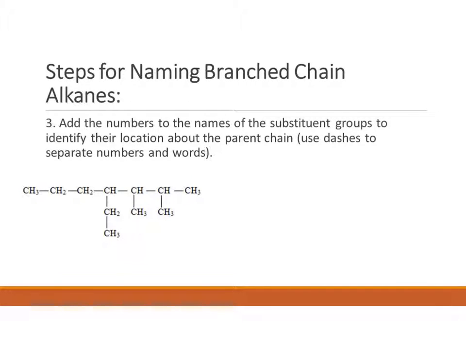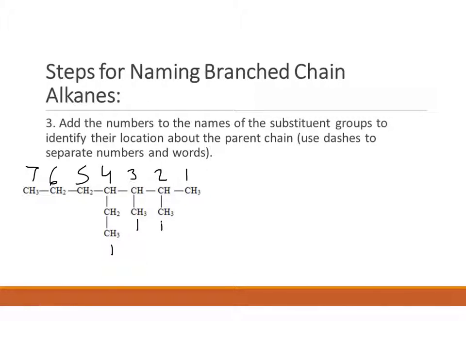Okay, step 3. Add the numbers to the names of the substituent groups to identify their location about the parent chain. Use dashes to separate numbers and words. Okay, so we've got carbon 1, 2, 3, 4, 5, 6, 7. So we want to name these substituents, including their numbers.